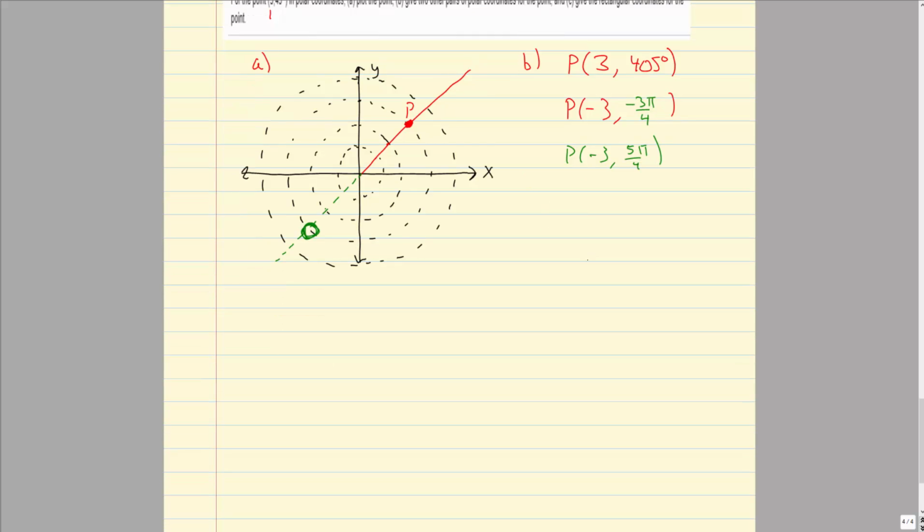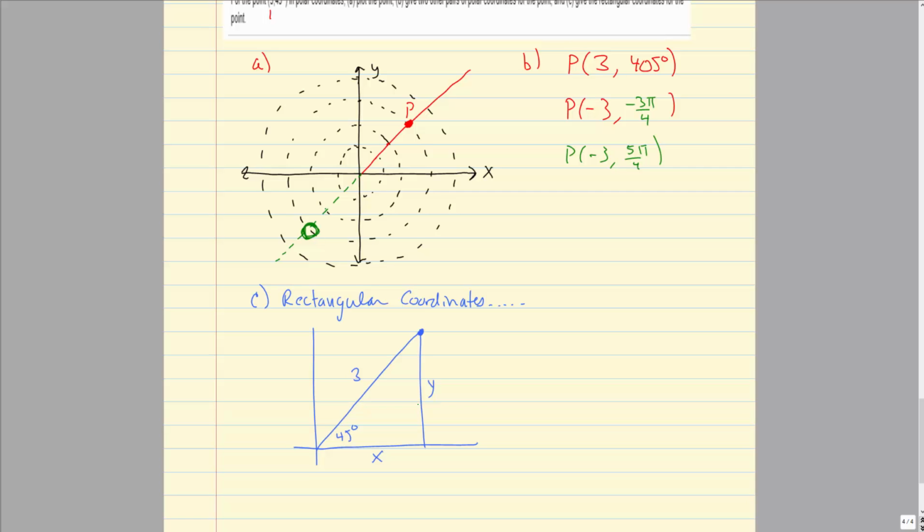Last, it says give the rectangular coordinates for the point. So what I want to do here for the rectangular coordinates is draw a triangle in that first quadrant. If we look at that first quadrant, I know I bisected it. So here's my 45-degree angle. The radius was 3, and I need to figure out what x and y are for this situation.